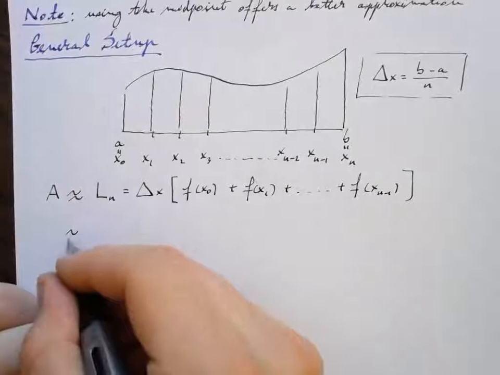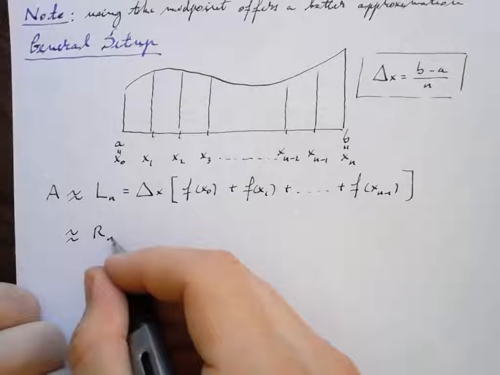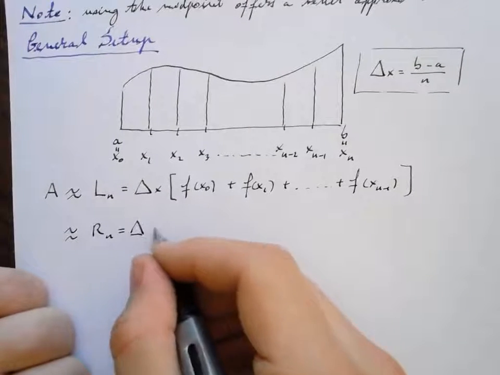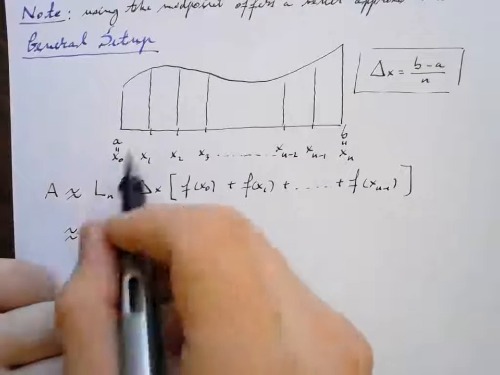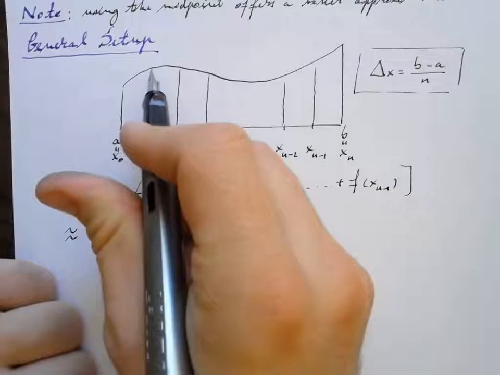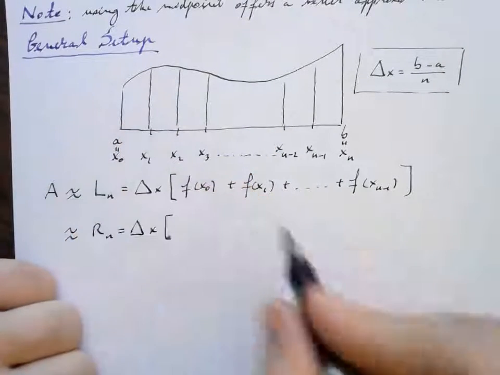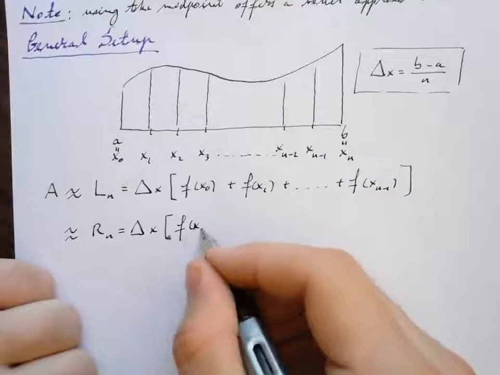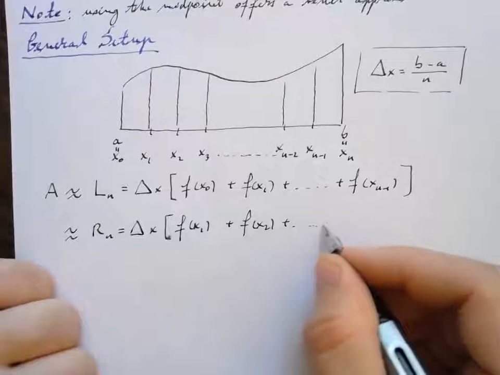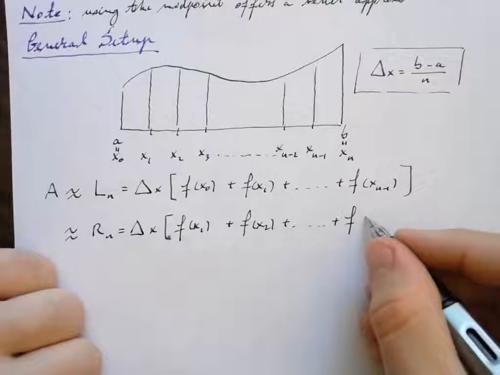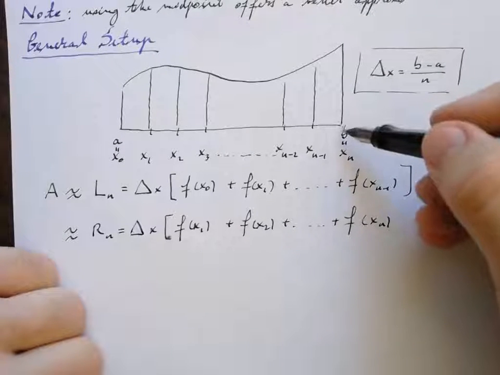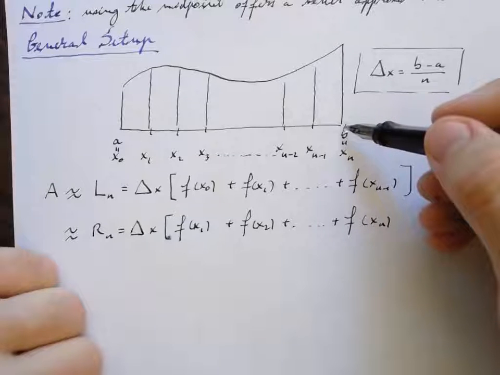I could also approximate it with the right endpoints, right? So that's again the same width for the rectangles, and now for the heights, I look at each rectangle and choose the right endpoint to calculate it. So I do f of x1 plus f of x2 plus dot dot dot f of xn, because in the last rectangle the point on the right corresponds to xn, which is just the value b.